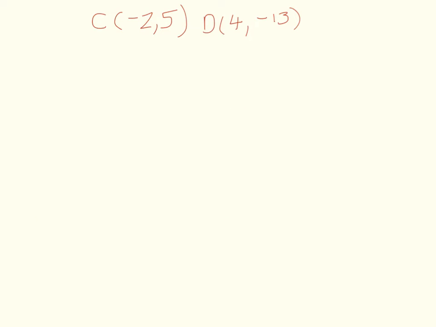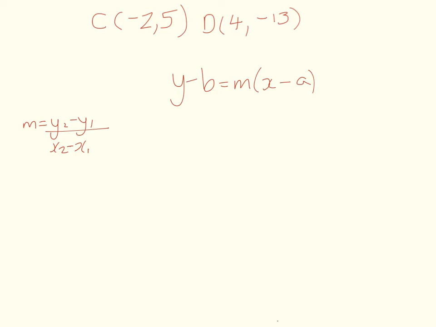Okay, here I've been asked to calculate or find the equation of the line joining the points C, which is (-2, 5), and D, which is (4, -13). So I'm going to be using the formula y minus b equals m bracket x minus a. First thing to spot, we are not given the gradient, so we're going to need to calculate the gradient. So we'll just do this at the side. Gradient equals y2 take away y1 over x2 take away x1.